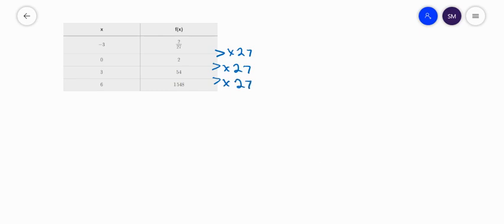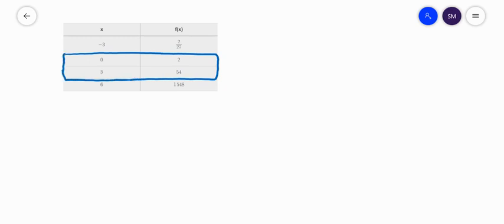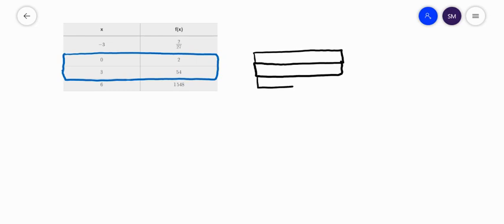However, this is a tricky case because you'll notice that the x's are going by 3, not by 1. So we can't just say our growth rate is 27. Instead, I'm going to pick a section of the table to sort of zoom in on. So I'm going to pick these two rows here, and I'm going to create a new table using those rows that does go by 1.